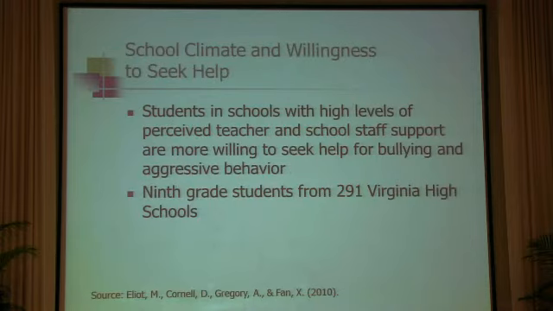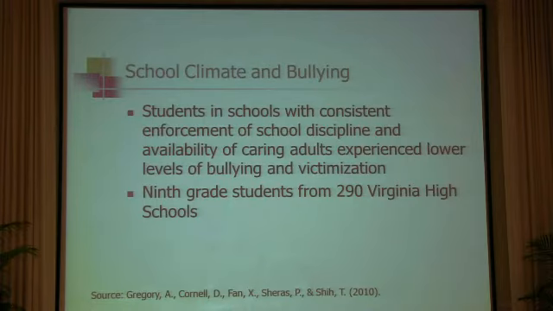And another recent study of 300 schools found that students in schools with high levels of perceived teacher and social support are more willing to seek help for bullying and aggressive behavior. And a different analysis of those same data showed that teacher support as well as firm and consistent discipline management are related to lower levels of bullying and other forms of victimization.